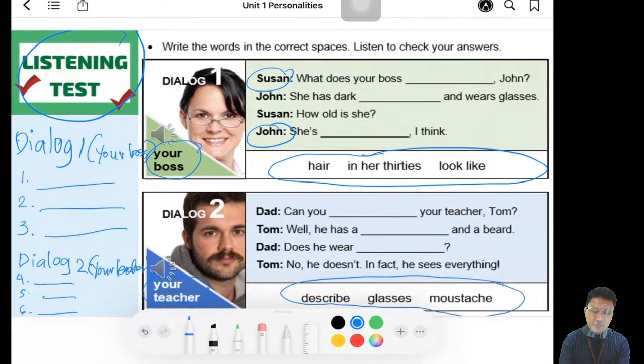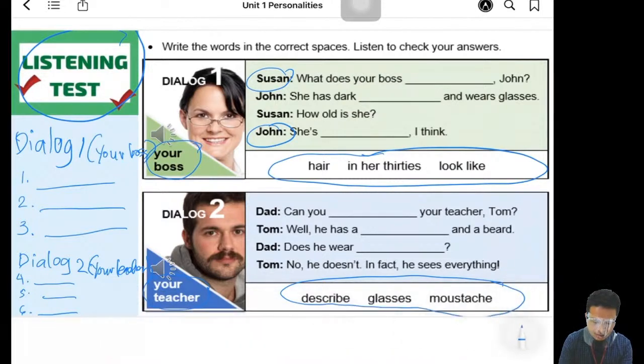You have here the word describe. Glasses. And this one is mustache. This is an example of a mustache. Okay, usually it grows for males, for boys.